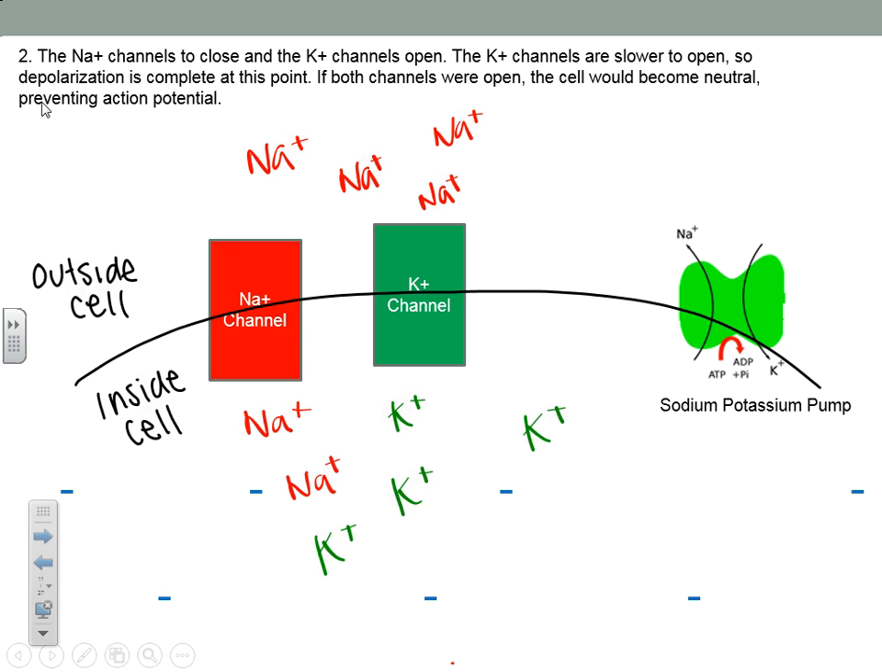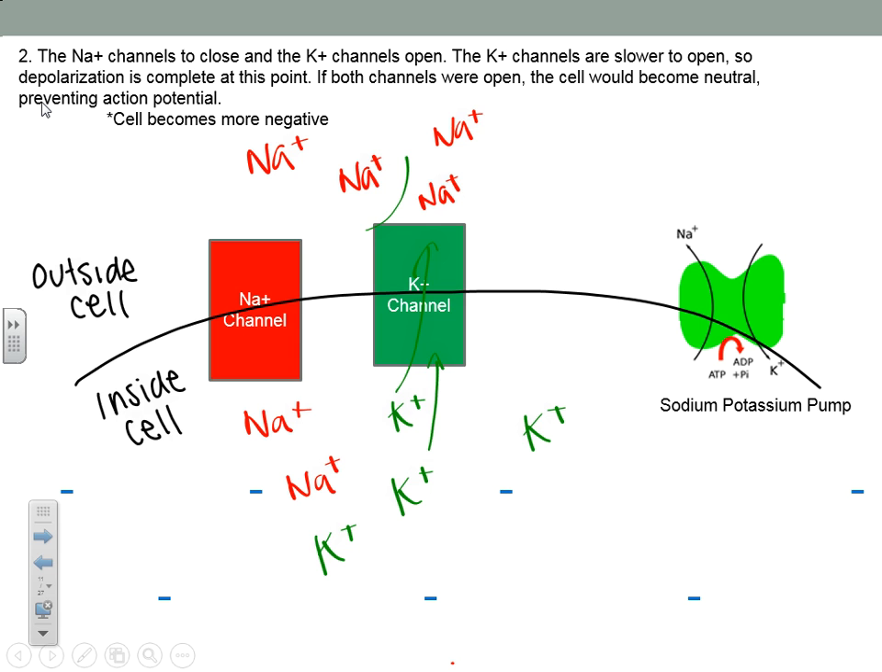So now the potassium channels are going to open up. Okay, and this is going to allow potassium to exit the cell, right? And because the potassium channels are slower to open, depolarization is complete at this point, so we've already become more positive, and now slowly the cell is going to start becoming closer to neutral because these potassium ions are going to move out. Okay, and the cell is going to become more negative.